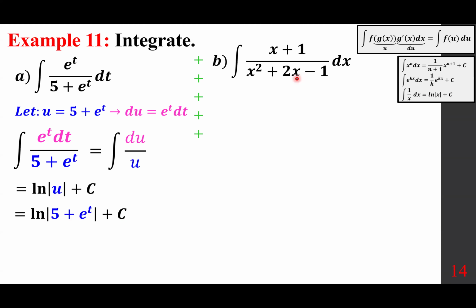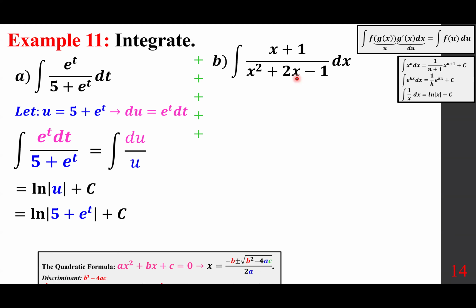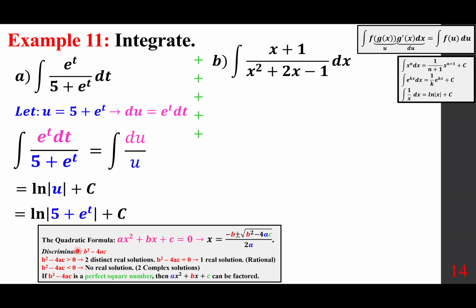What about this guy? The very first step is, can I simplify by factoring anything? The denominator can be factored or not. I'm going to remind you. According to the quadratic formula, for ax squared plus bx plus c equal to 0, x becomes minus b plus or minus the square root of b squared minus 4ac, over 2a.